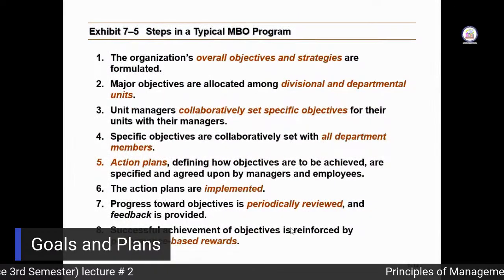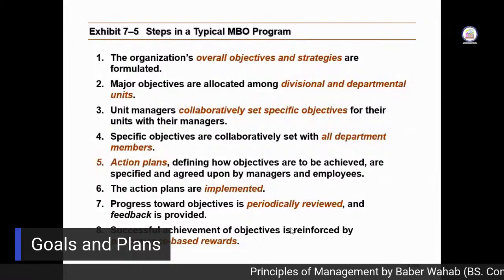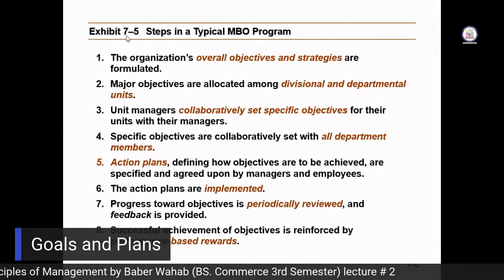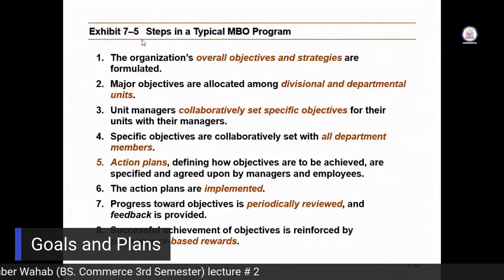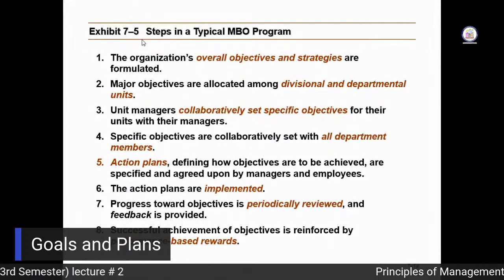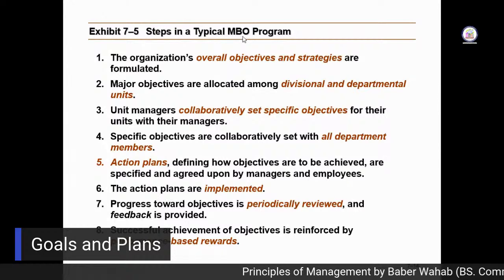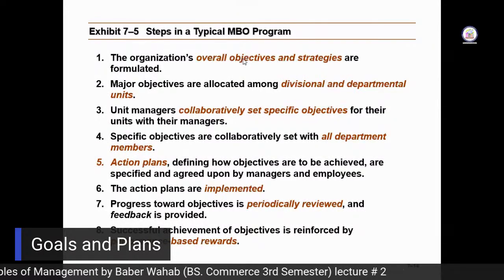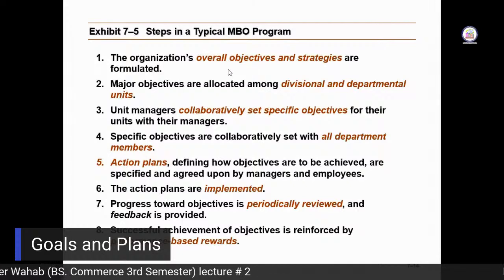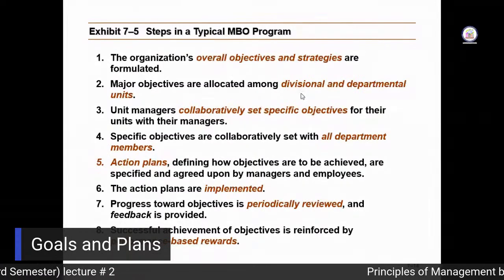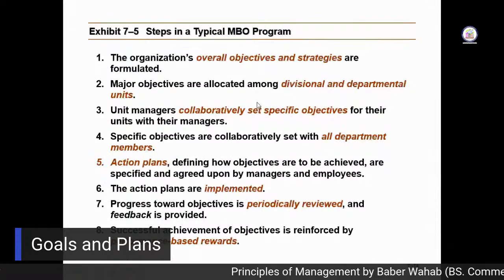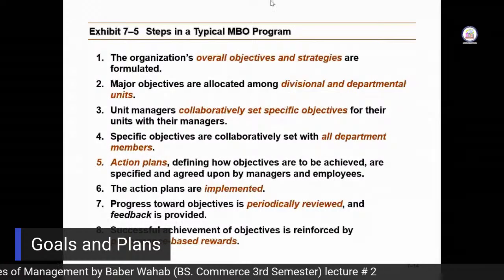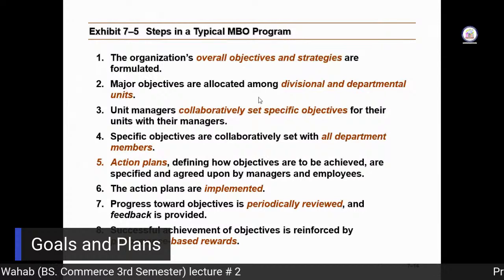Very quickly, again, please ignore this heading. In our text, this is in the 8th chapter. So, steps in a typical MBO program, management by objectives program. Some we've already looked at, a very quick look. The company's top level objectives and strategies are set. Then the divisional and department level objectives are derived. And then in steps number 1 and 2, this is similar to traditional goal setting.